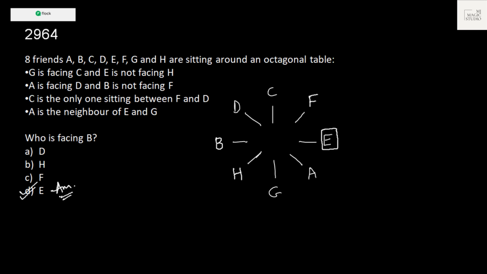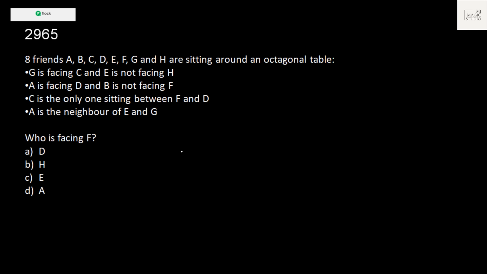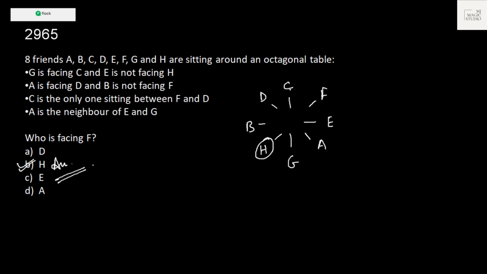And along with this, we will have one more question, I think. Let's see what it is. First, what was the arrangement? Arrangement was like C, F, E, A, G, H, B and D. Same data. Who is facing F? H is facing F. Option B is the pick here. So once a puzzle is done, 2-3 questions will follow, which can be solved or marked in no time.